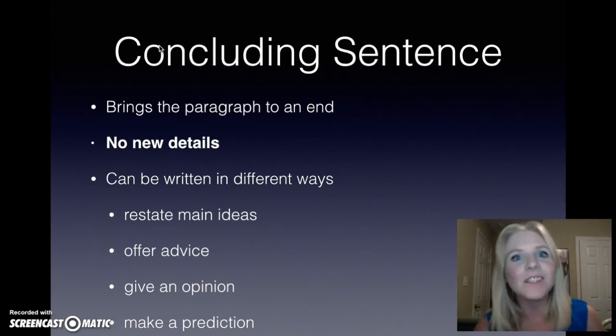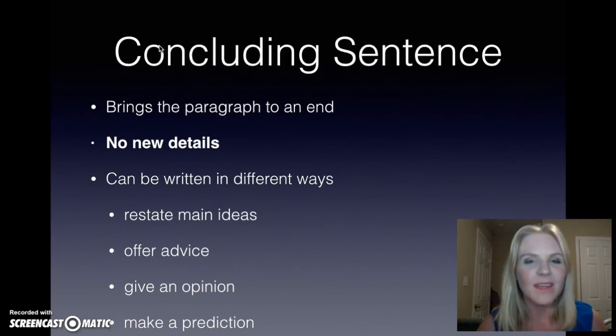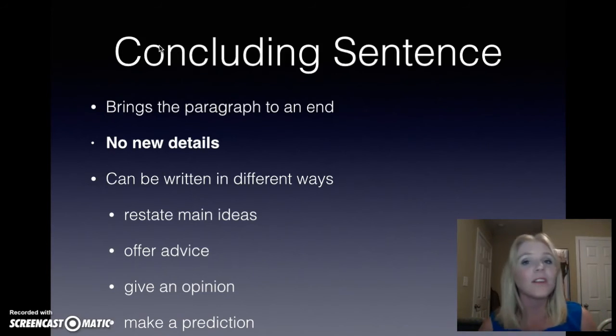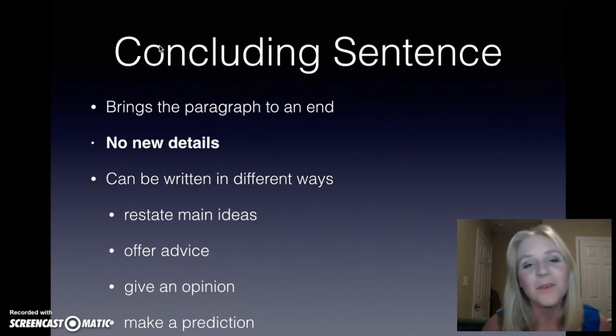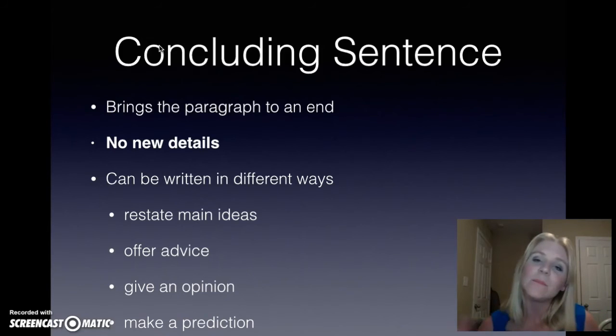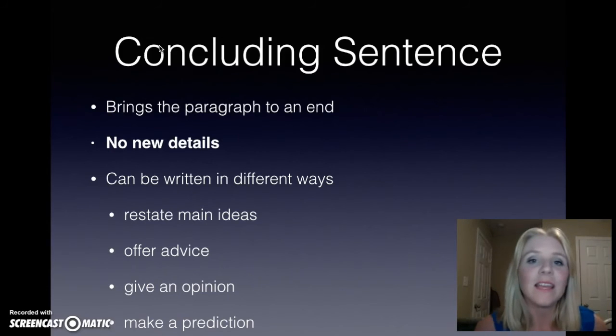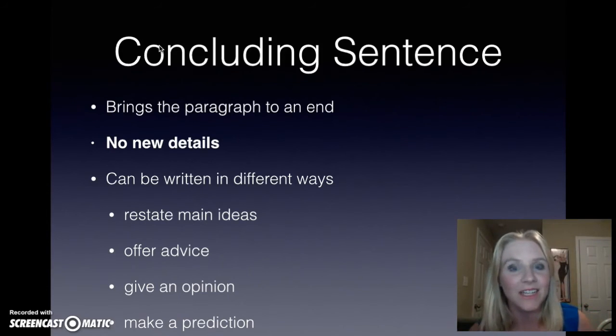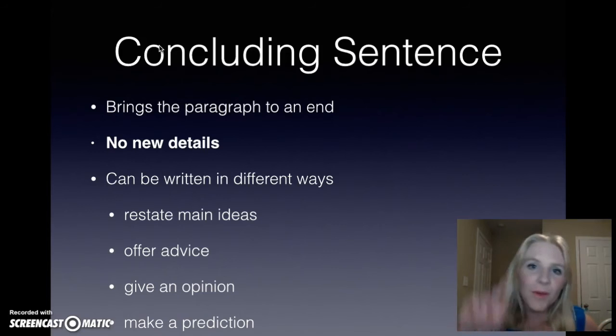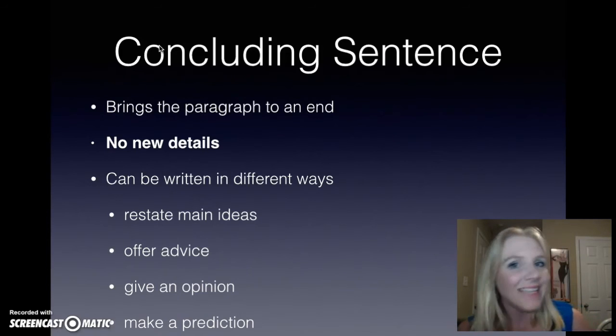No new details go into a concluding sentence because, like I've said, you've reached the end of that paragraph. We don't want to give our reader a brand new idea and then leave them. No, we have to always explain. That's what supporting sentences are for. In your concluding sentences, no new ideas. Make sure it connects back up to that topic sentence. There are 4 ways that you can create a good concluding sentence. Number 1, you can restate the main idea.